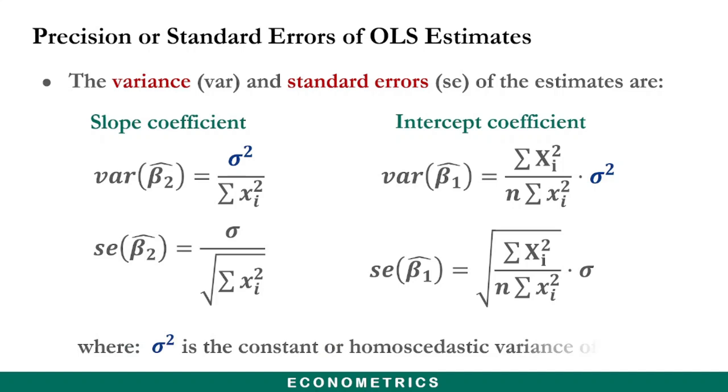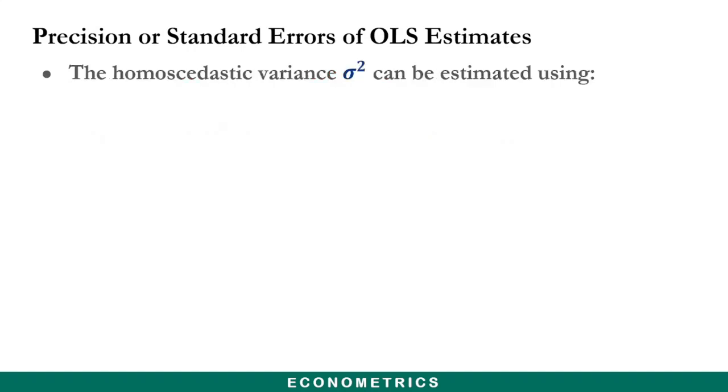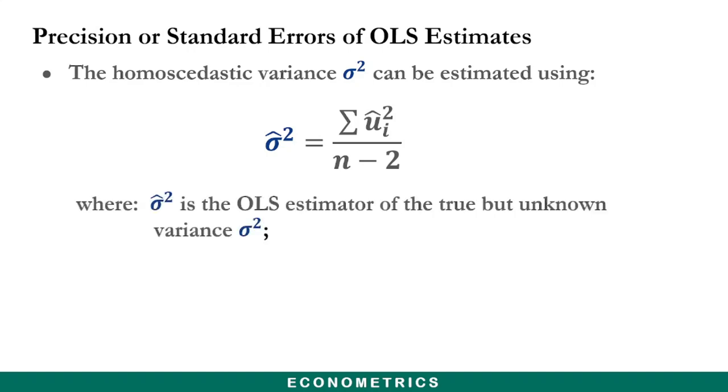Sigma squared is the constant or homoscedastic variance of the error term, which we normally refer to as the true variance. The homoscedastic variance can be estimated using this particular formula: sigma hat squared equals the sum of ui hat squared divided by n minus 2, where sigma hat squared is the OLS estimator of the true but unknown variance sigma squared. Notice that sigma squared is actually the population true variance, but since you are likely to work with a sample, you end up estimating this population variance, which is the sigma hat squared you are seeing on the screen.